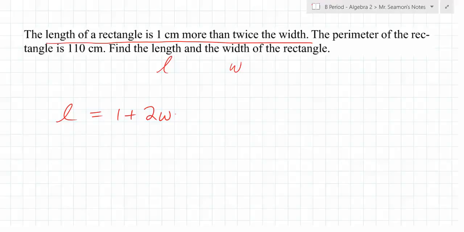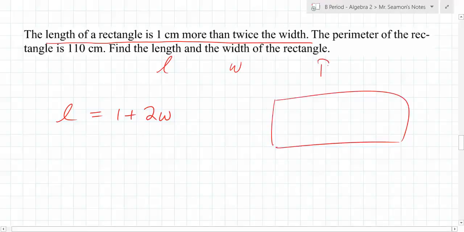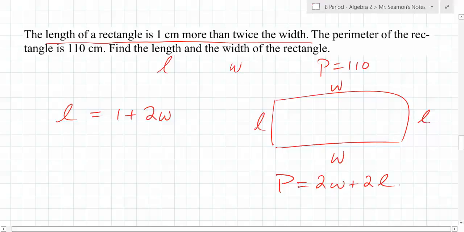The perimeter of the rectangle is 110. So you might have drawn this, right? Anybody draw a little box and say the whole thing, the perimeter is 110? What's the formula for perimeter? Yeah, so you have length, length, width, and width. So what's the perimeter equal to? How many W's do you see? 2 W. And how many lengths do you see? 2. But what is the perimeter? You can sit down again. 110. So what do we now know? 110 is equal to what? 2W plus 2L.